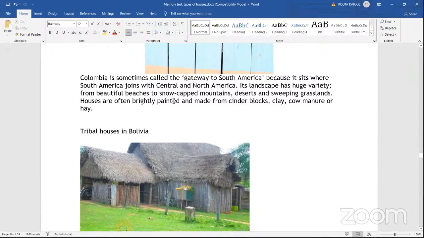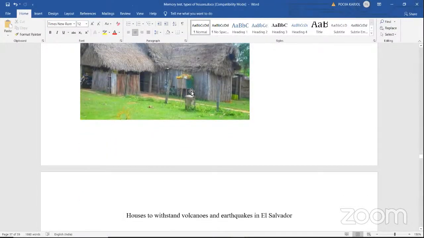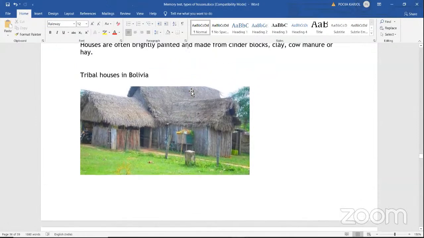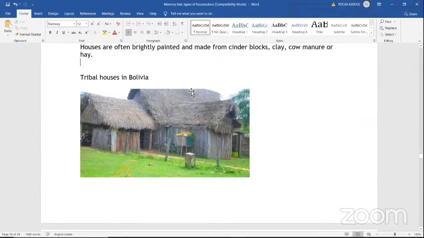Okay. What does cinder block mean? Wooden blocks. Actually, it's a lightweight block, okay, brick. It's made of sand, cement, and mixed with ash. It's very lightweight. I think that's why they use it. Okay. Colombia, they use cinder blocks, clay, cow manure, or hay. What does hay mean? Dry grass. Yes, dried grass.